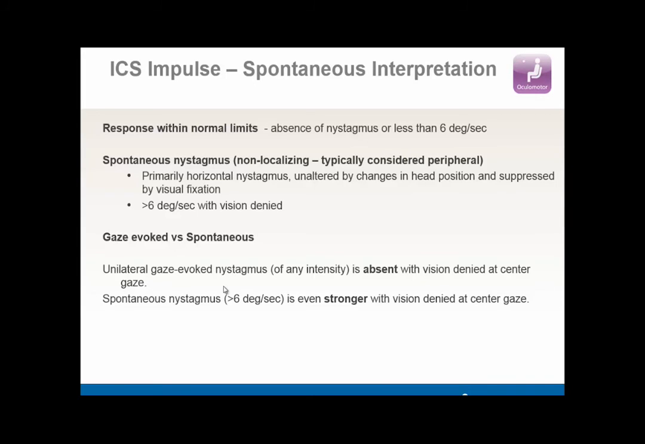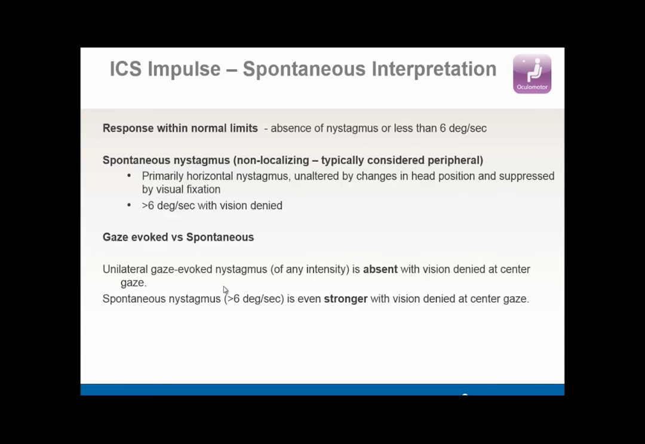So typically we do our test vision denied, and you get spontaneous nystagmus. Now, if you do it with vision, then you would see that there wasn't nystagmus. And then with vision denied, it has to be greater than 6 degrees per second.